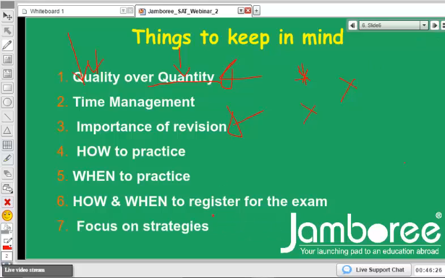I think I cannot stress enough on this, that you have to focus on strategies, not on quantity of questions, not on whether you got all questions correct or not. The focus should be on, did you do it within the time limit? And to be able to do it within the time limit, you will need these strategies.